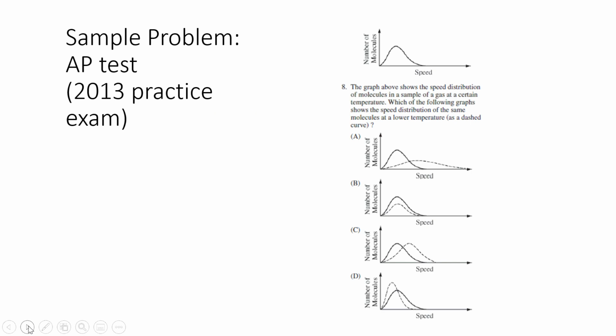So thinking about these, here's a sample question looking at these Maxwell-Boltzmann diagrams. This is one from a 2013 exam here. And we just want to be comfortable with what these diagrams look like and what they're showing. So this one, it's the number of molecules versus the speed. Sometimes they represent speed, sometimes it's kinetic energy. And so you want to pay attention to that axis there.